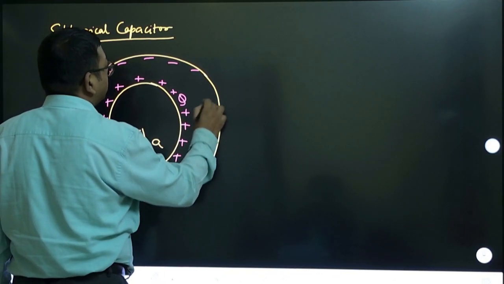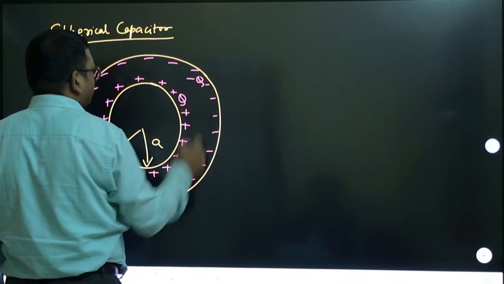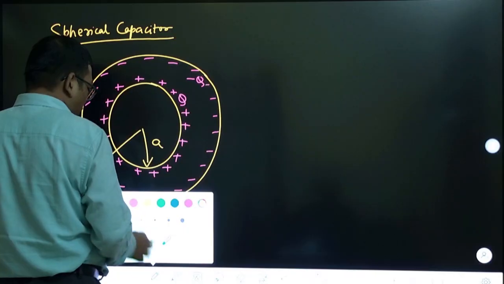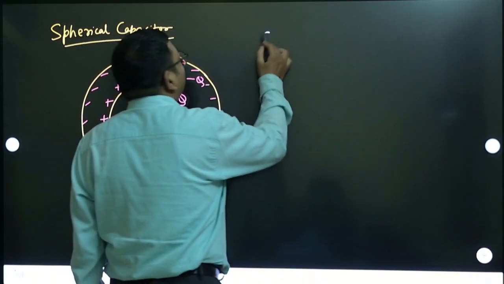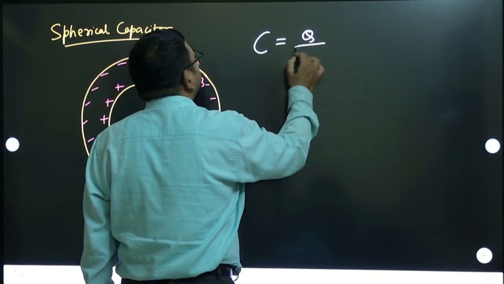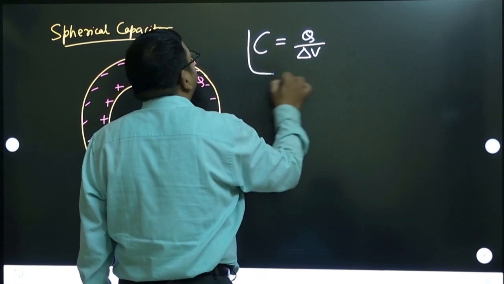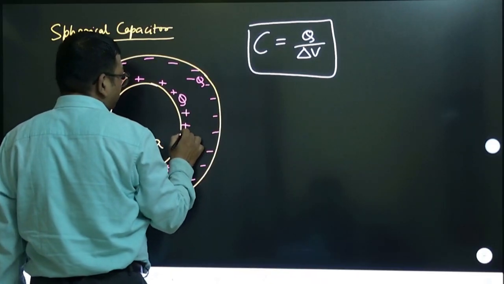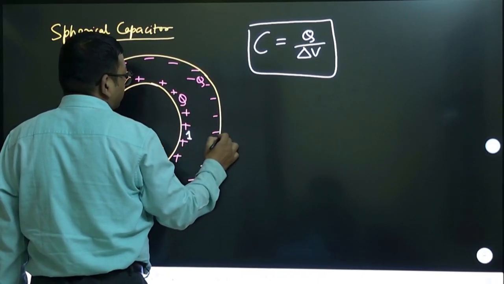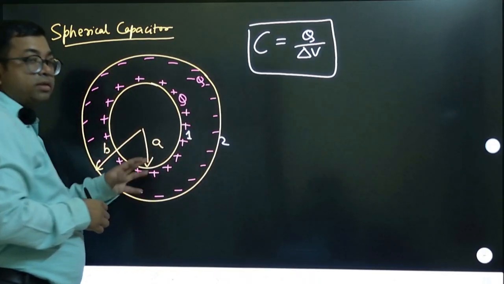Minus Q charge is there, minus Q. Now again, how to calculate capacitance of a spherical capacitor? Same way, capacitance is charge by potential difference. Okay, this is the method. Now here let us say this is the first plate and this is the second plate, meaning first conductor, second conductor.